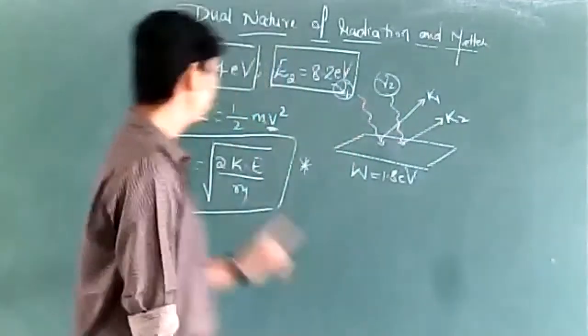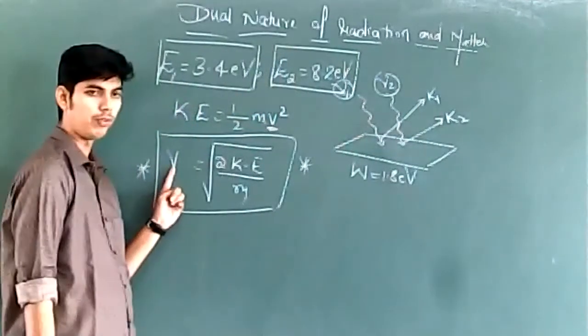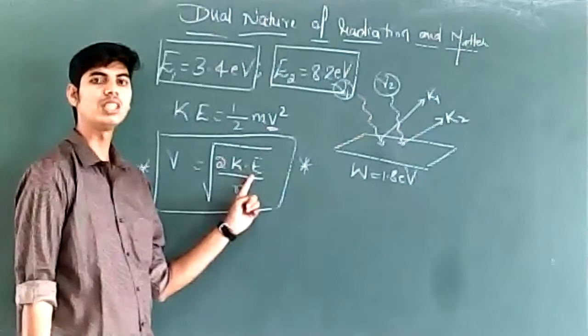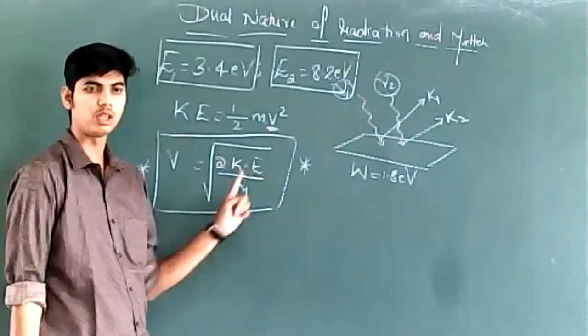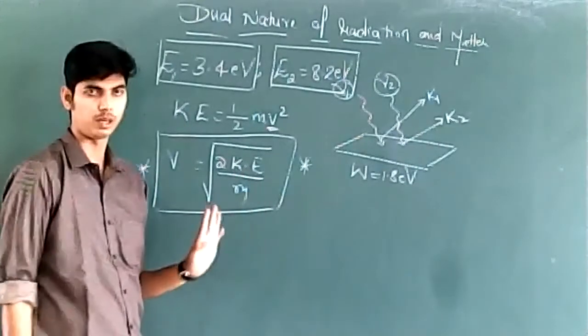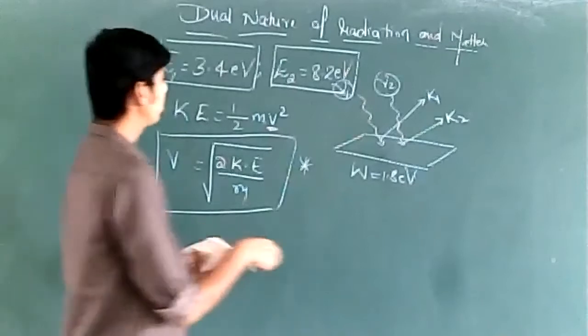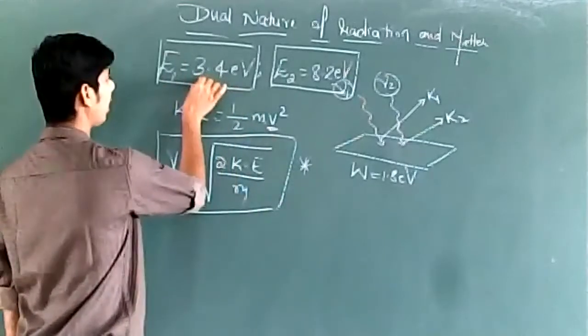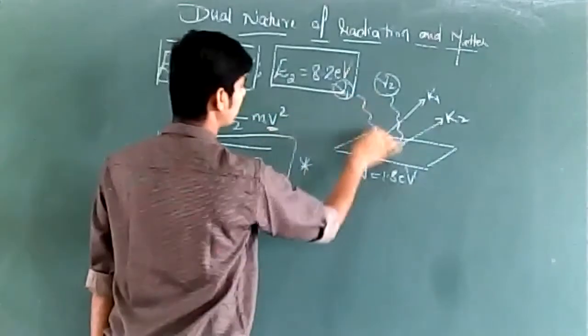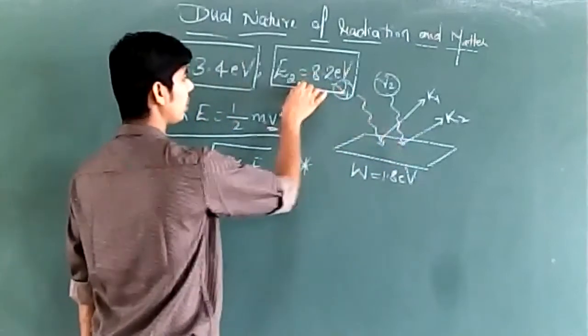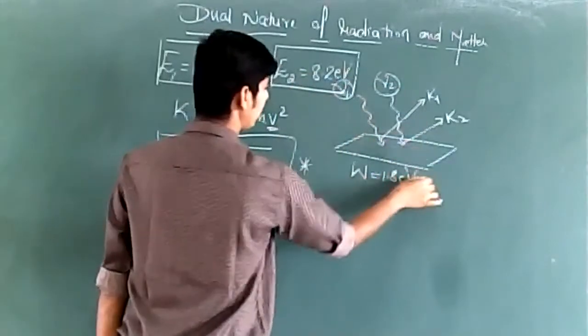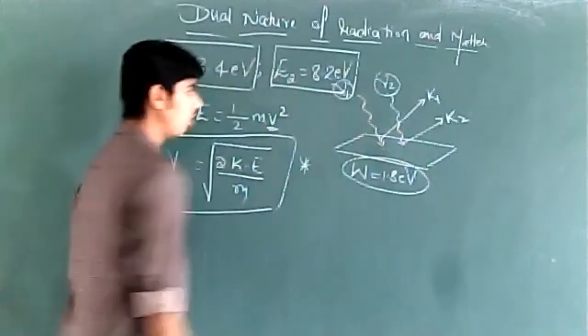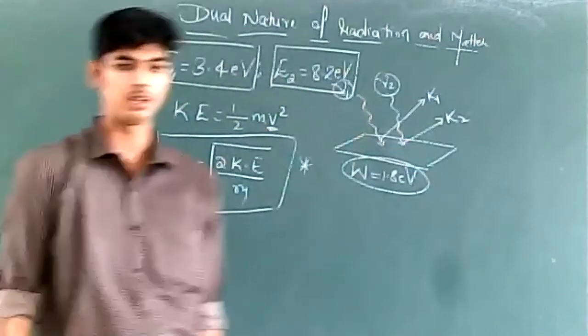In order to calculate speed of the photoelectron, we need to know the kinetic energy of the photoelectron and the mass of the photoelectron. In this case, we are given the energy of photon in the first radiation, the energy of the photon in the second radiation, and the work function of the material.